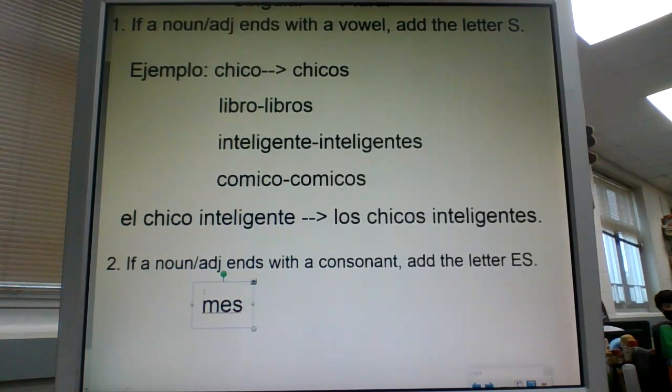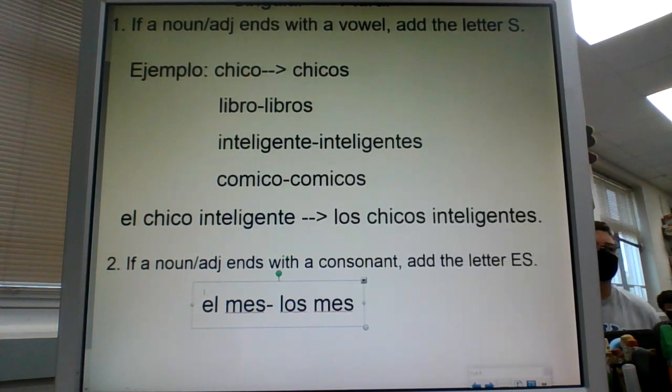Like for instance, el mes. We like to be specific in Spanish. How would I make mes plural? First of all, it'll be los. Mes means month. And how do I do the months? Los meses. Okay, meses, the months.